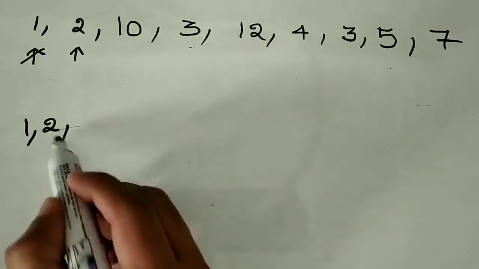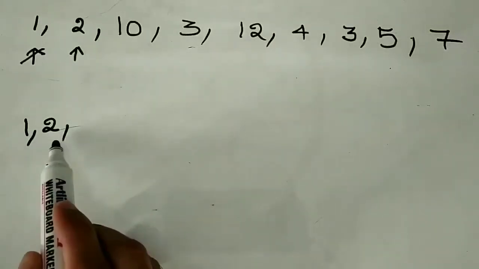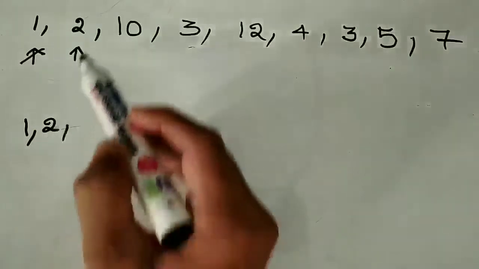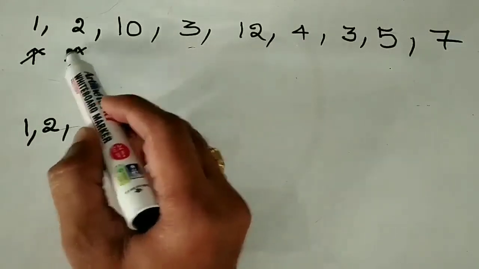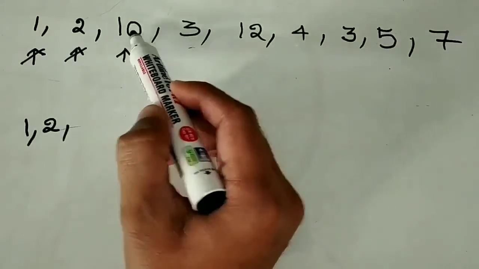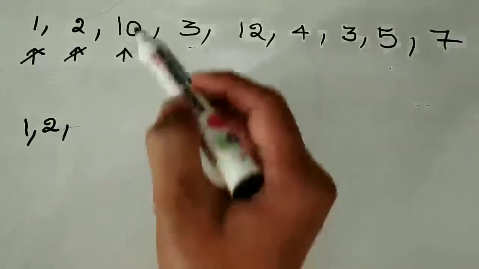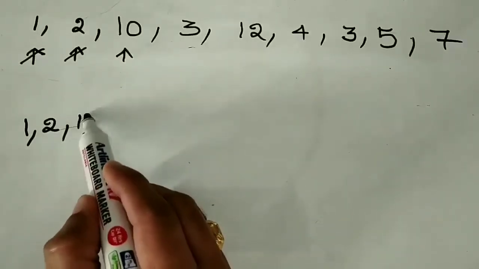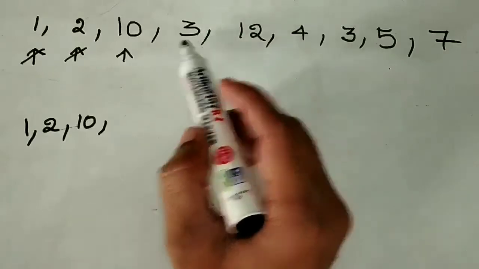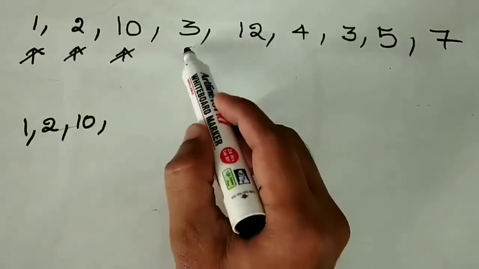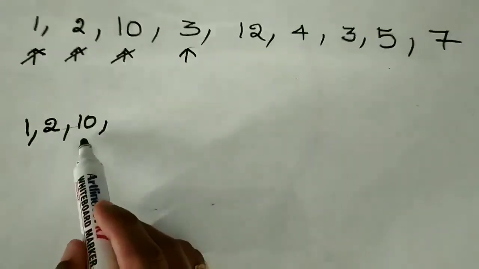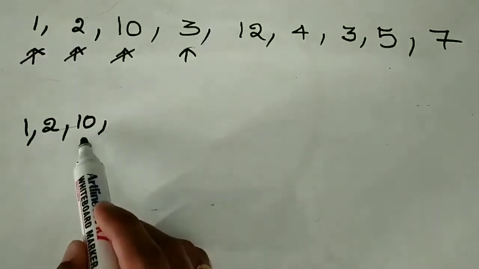because that is what we want, right? We need an increasing sequence. So that's why I directly added 2 here and I will move on to the next element. Here 10 is greater than 2, so I will directly add 10 here. And now we will move on to the next element. Here 3 is not greater than the last element from this array, that is 10.